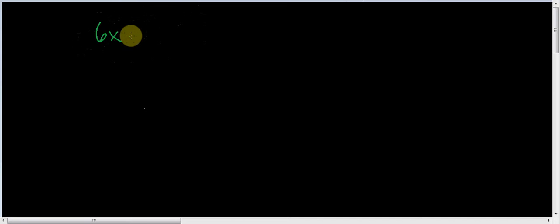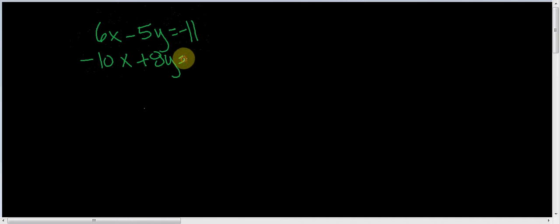Let's see. We have the system 6x minus 5y is equal to negative 11. That's the first equation. And the second equation, negative 10x plus 8y is equal to 16.